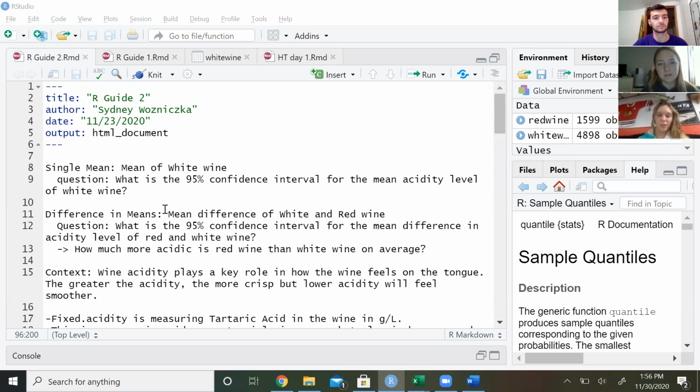And for the difference in means, this is the mean difference of white and red wine. And the question is, what is the 95% confidence interval for the mean difference in acidity level of red and white wine? So we could also say, how much more acidic is red wine than white wine on average?